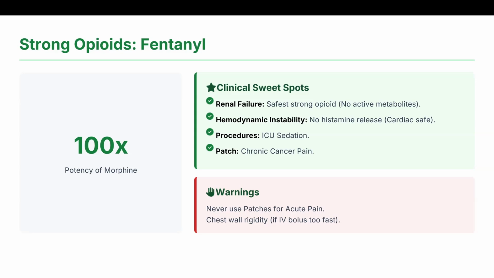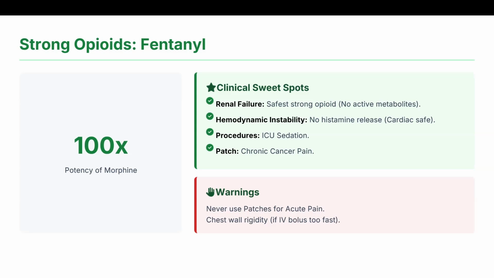For chronic cancer pain, 25 milligram of fentanyl can be given as a patch, can go up to 50 or 100, which will decrease the cancer pain. One of the most used drugs for cancer pain. Warnings: it is not used as a patch for acute pain. It can be used as an infusion for acute pain.